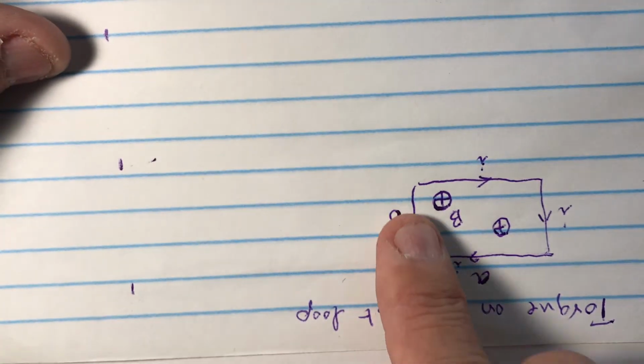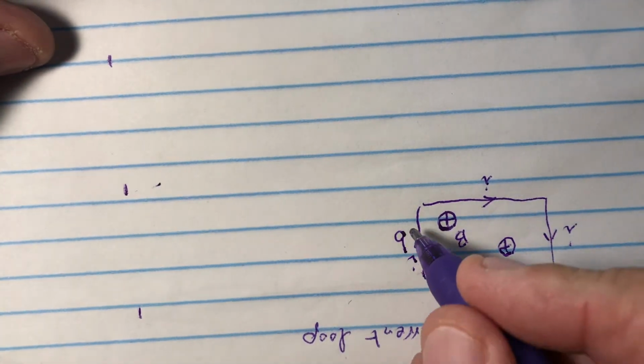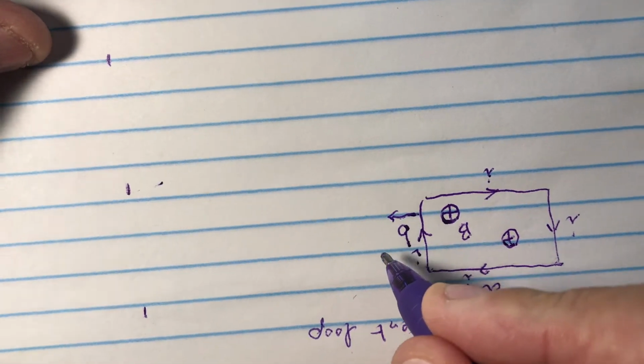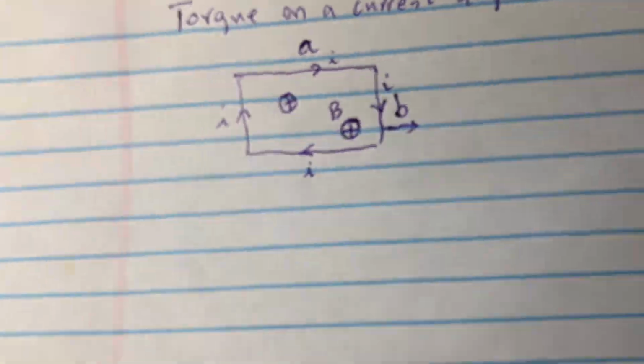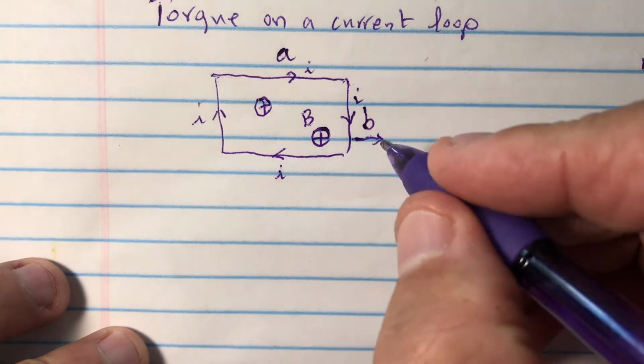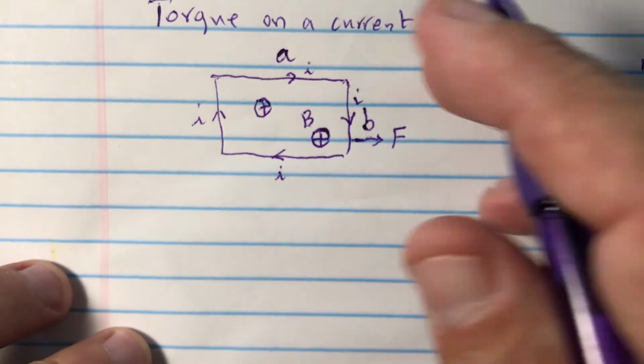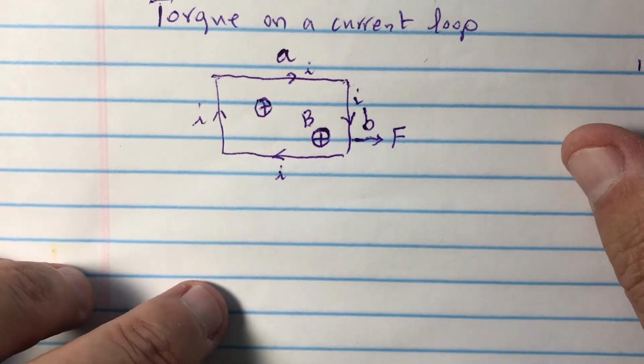Now, here the current is going down. Look at the B field going into the paper. So I go down, towards the paper. Look at my thumb, it's going to the left. So the force is going to the left. So now the force is going to the right, because remember, I rotated the paper.